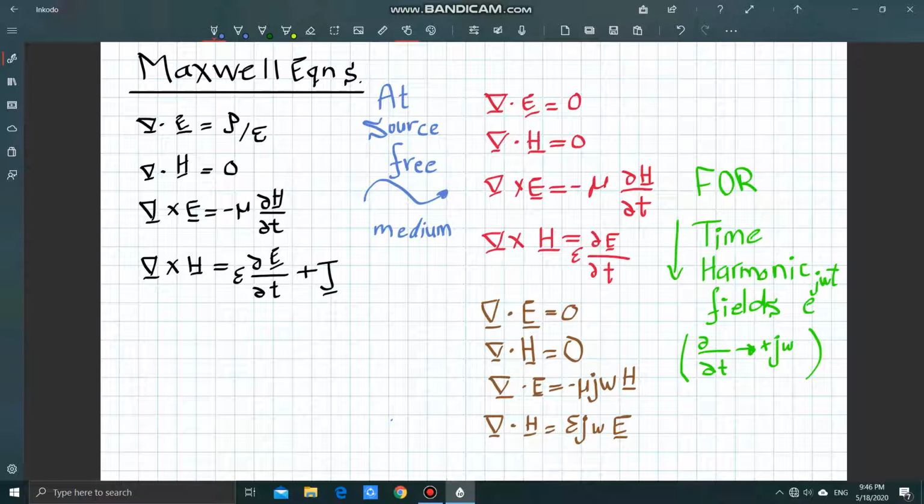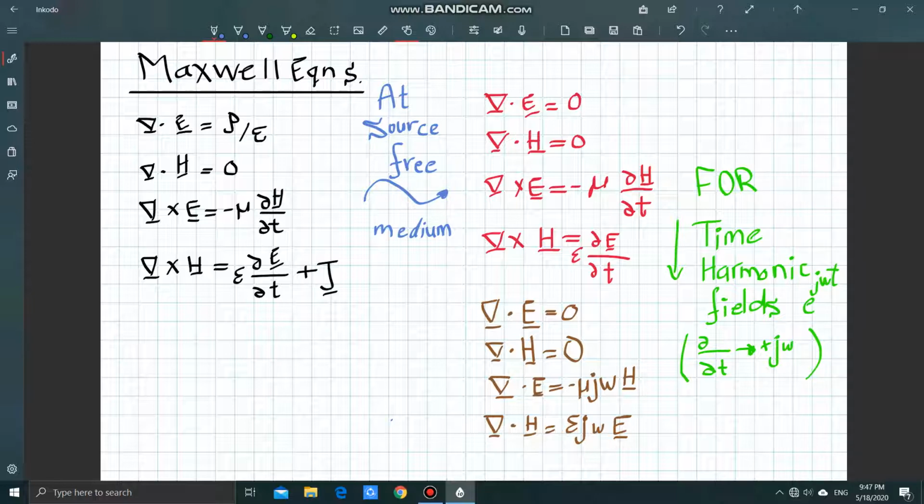We will assume that we are using the coordinates x, y, z. If we are going to study the rectangular waveguide, we will assume that it is a source-free medium. I mean by this that we are far from the source and far from the load. We are working in the middle. So rho will be equal to 0, and J will also be equal to 0.